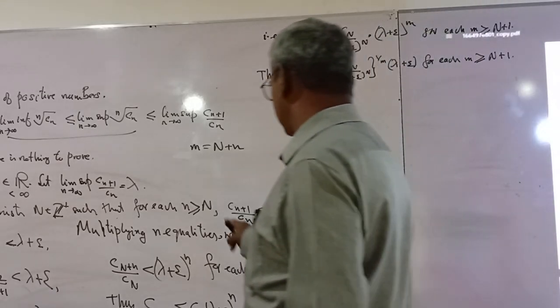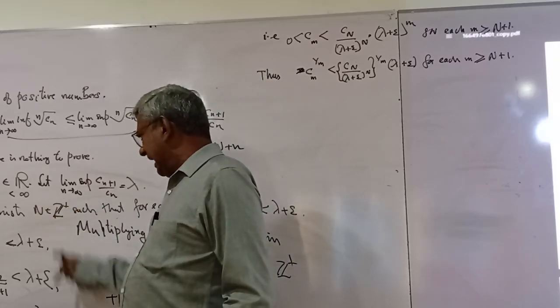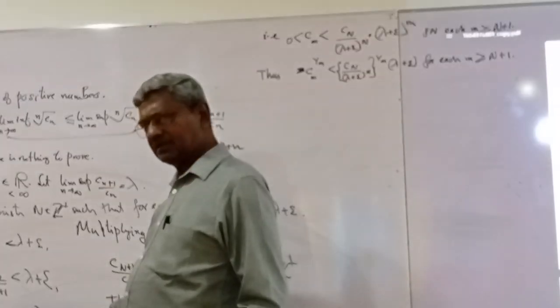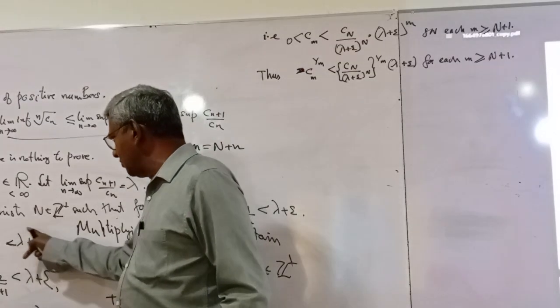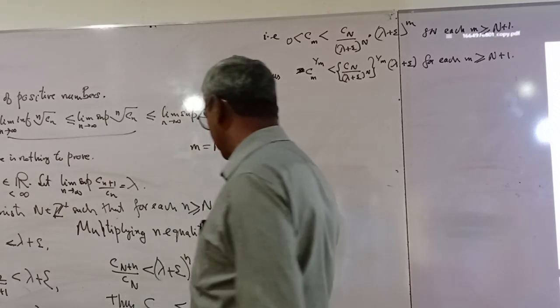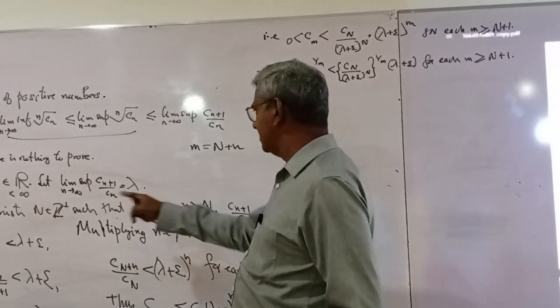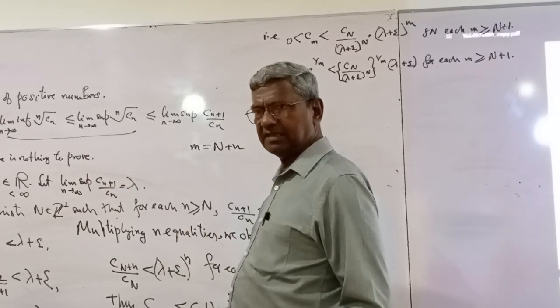It's not this n here. I have simple n inequalities. When you multiply this side, lambda plus epsilon raised to the power n, this n has nothing to do with this n. Right?